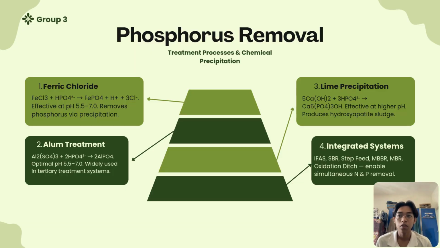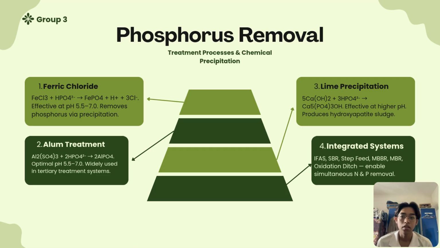So now I will explain phosphorus removal treatment processes. Phosphorus removal is important because too much phosphorus in water can cause algal blooms and reduce oxygen levels, which can harm aquatic life. The first method is ferric chloride treatment. Ferric chloride reacts with phosphate to form a solid precipitate that can be removed from wastewater. This method works well at a pH of 5.5 to 7.